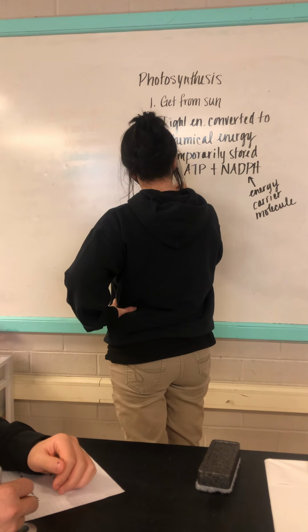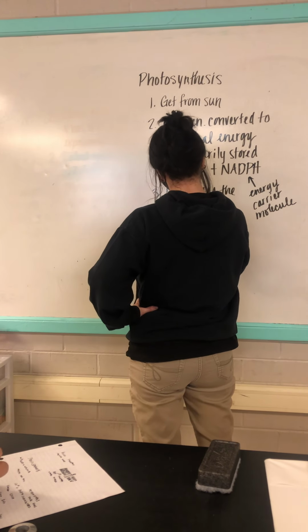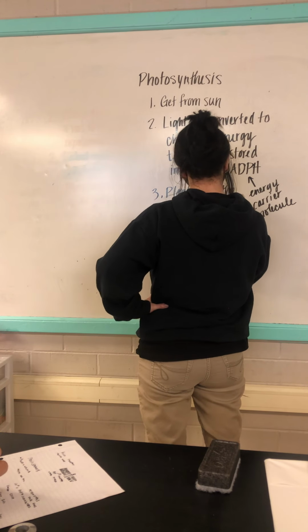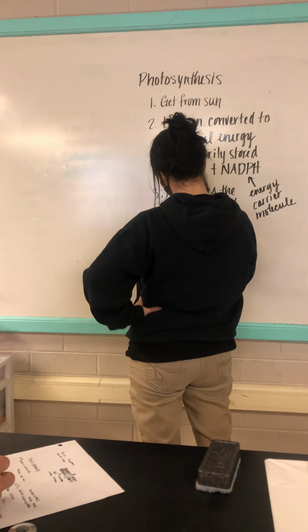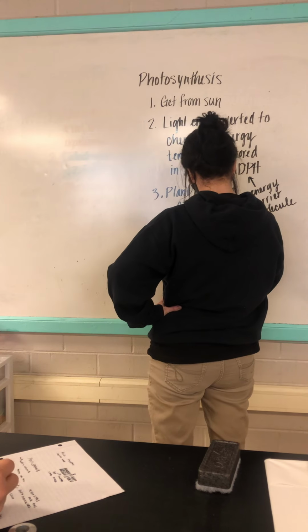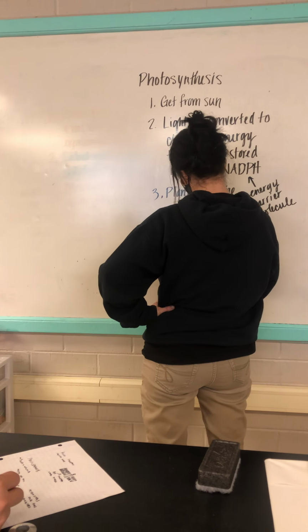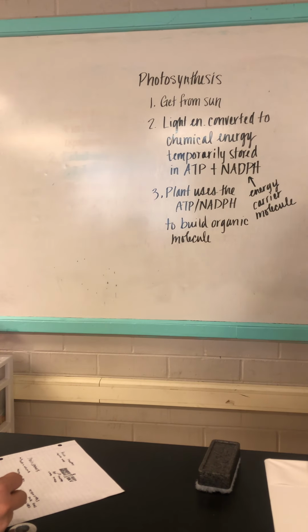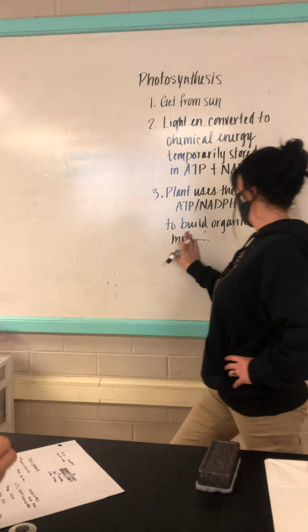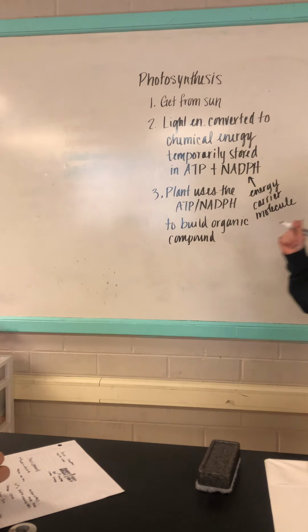And then the plant uses the ATP and NADPH to build an organic compound. What would be the organic compound that it's making? Glucose.